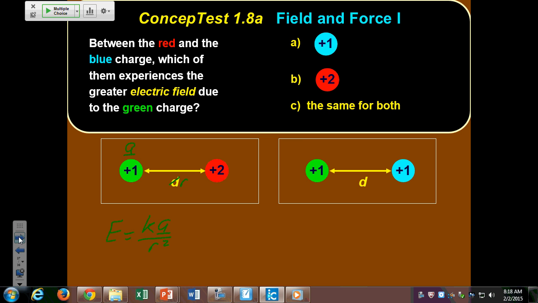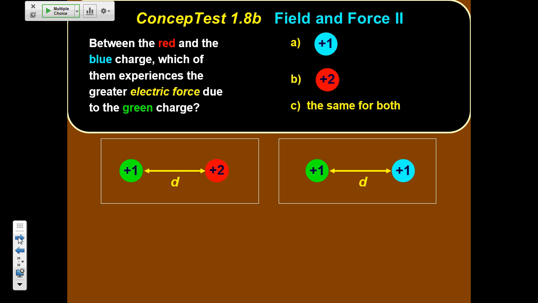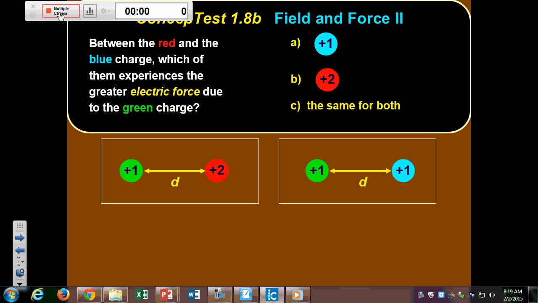All right. Have a follow-up to that. Which of these experiences the greater electric force? So we know that the electric field at the red charge and the blue charge are both the same. The electric fields are the same. But which of these charges experiences the greater electric force? Or you can think about this in terms of Coulomb's law too. Now, the fields are just derived from Coulomb's law, so it's not incorrect to think about it that way.